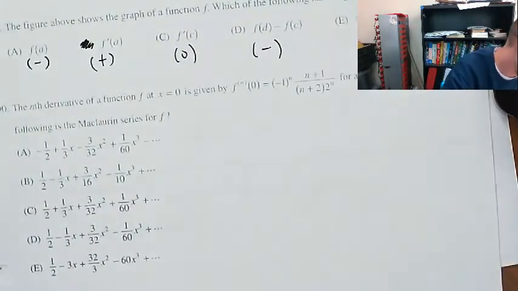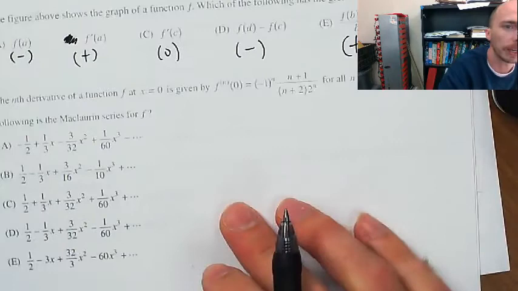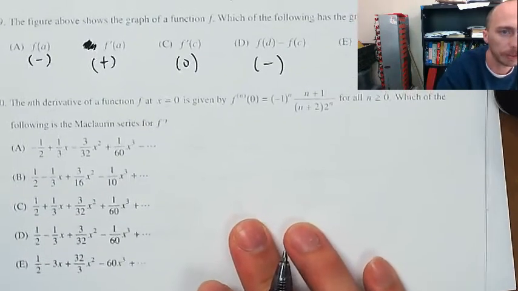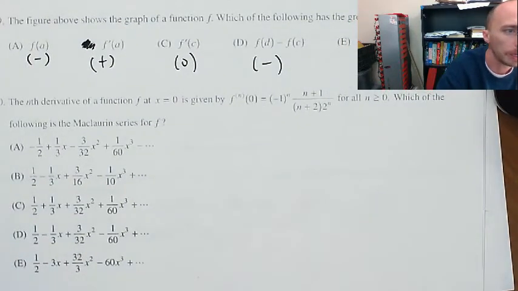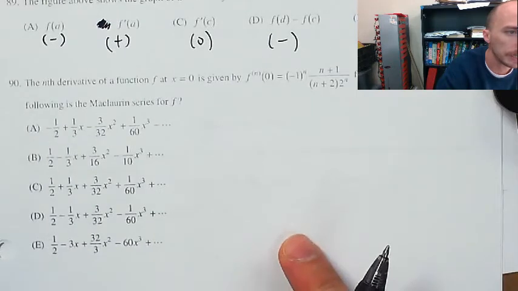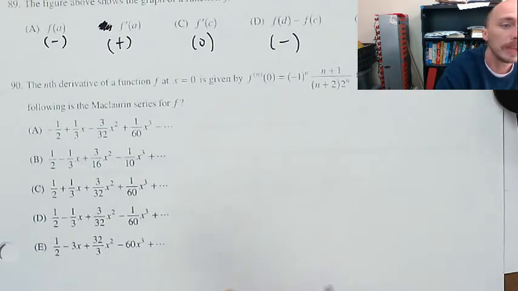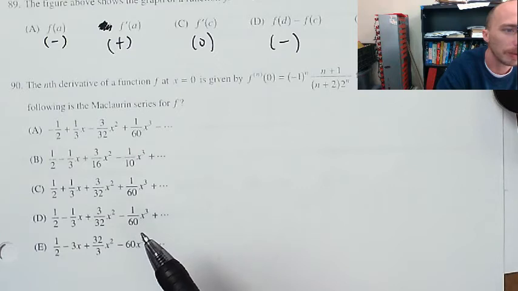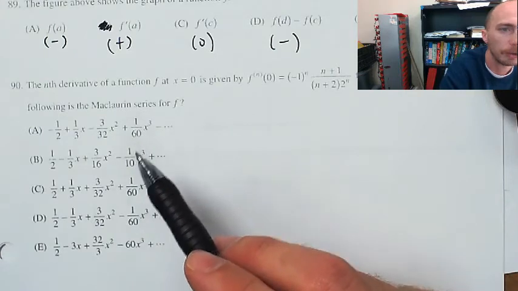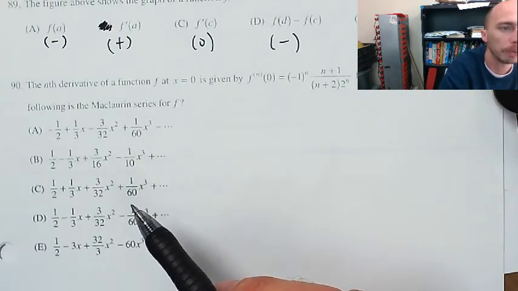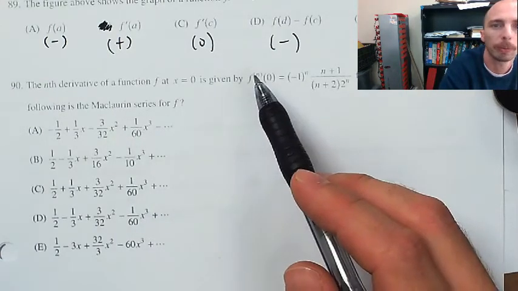All right, and then number 90, what is the Maclaurin series for f? Okay, I feel like they could have maybe given us something a little more difficult, but let's see, how many terms do I need? They're all similar enough that I'm going to need to do a couple of terms. I think none of these second and third terms are identical, so I'm just going to go off of n equals 2 and n equals 3.